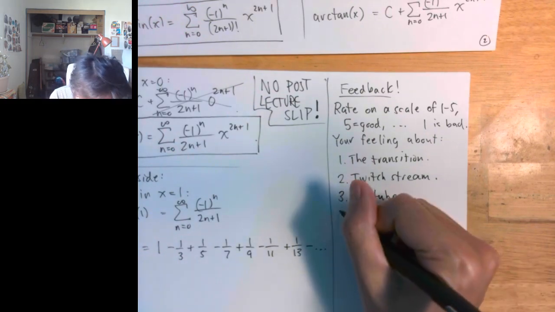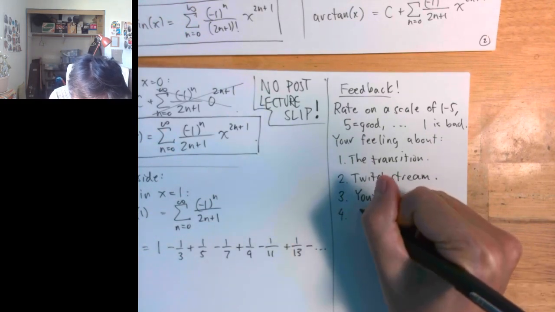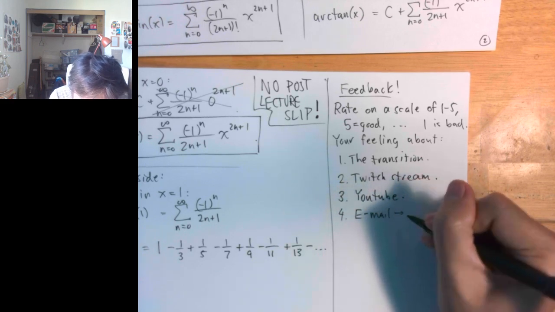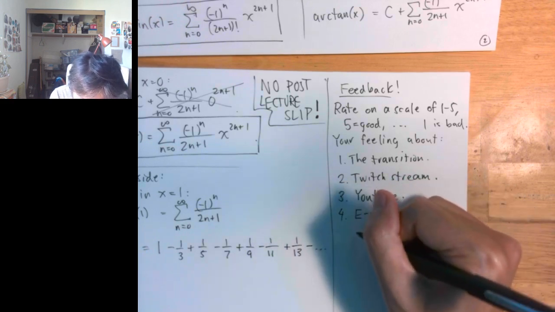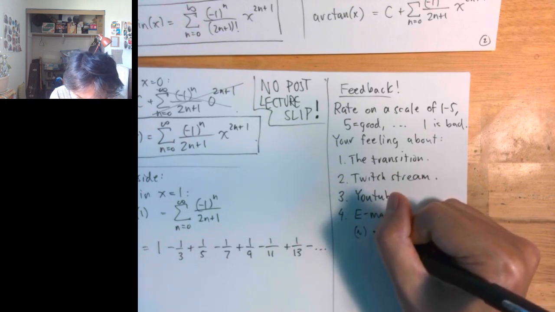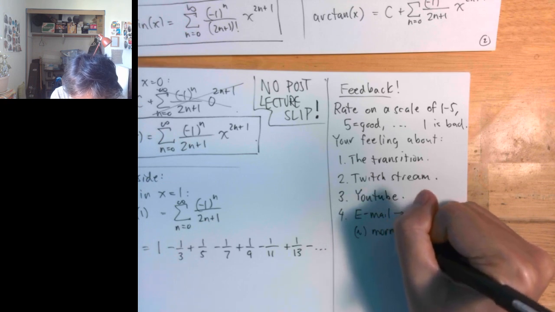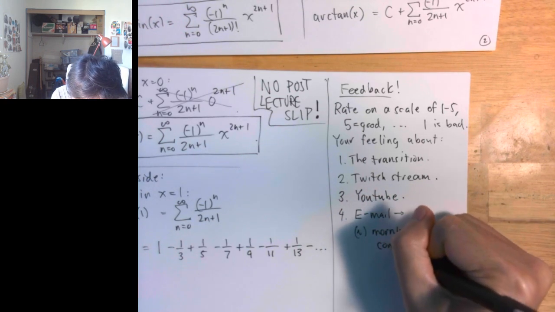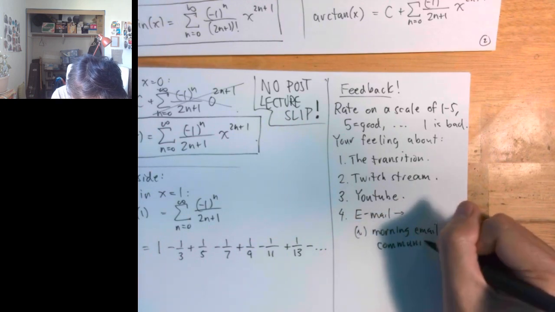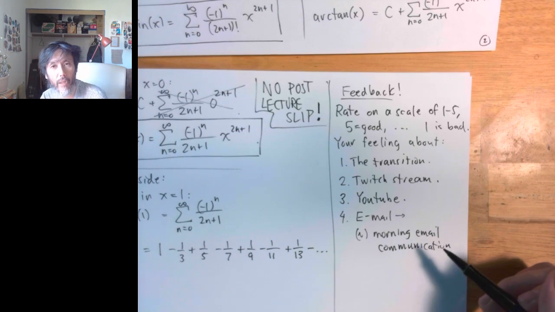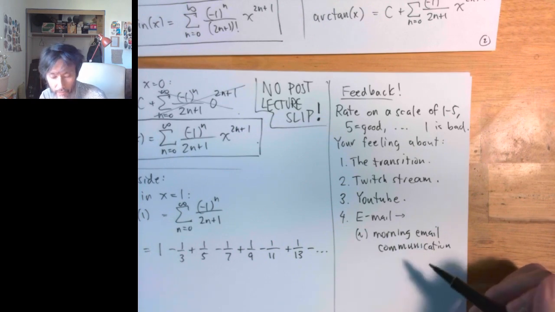How about the email stuff? What do I mean? In particular, two things maybe. One, I would like you to rate the morning email communications. To me, this was really important for organizing my own thoughts about the class. So I would give this a 5.